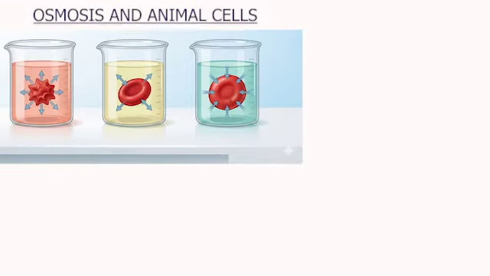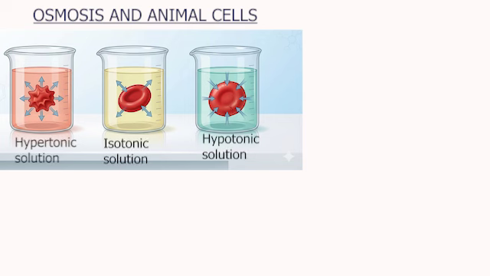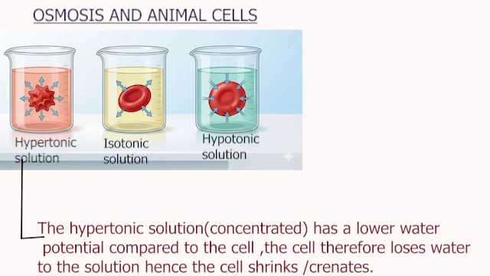Now let's look at animal cells, and for this one I'll use a red blood cell. Imagine a red blood cell is put in each of these solutions: a hypertonic solution, which is a concentrated solution, a hypotonic solution, which is a dilute solution, and an isotonic solution. If a red blood cell is put in a hypertonic solution, it will lose water to the solution and it will shrink or crenate. This is because the red blood cell has a high water potential compared to the hypertonic solution.